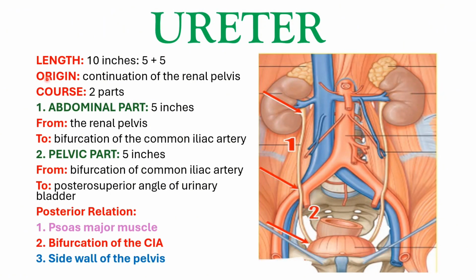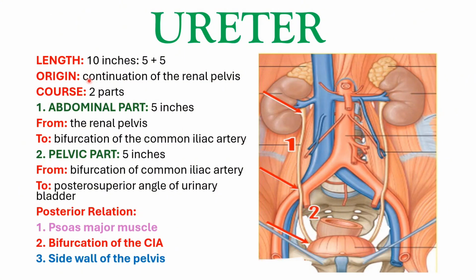Now the origin, it's actually a continuation of the renal pelvis. So where's the renal pelvis? This whole thing here is the hilum of the kidney. This is the renal pelvis. So the ureter descends downwards from the renal pelvis.